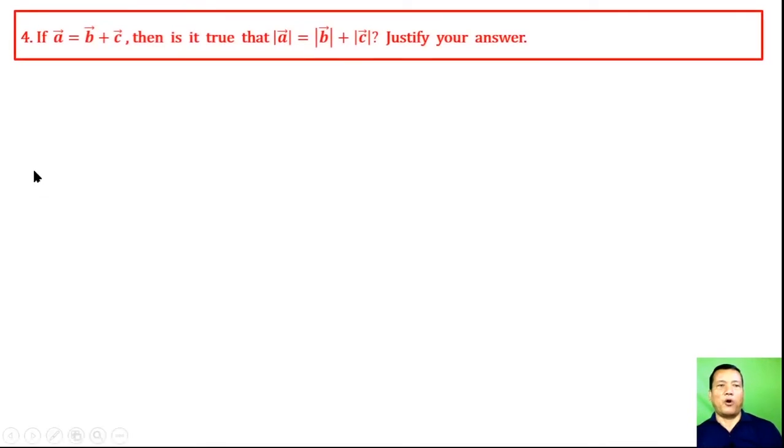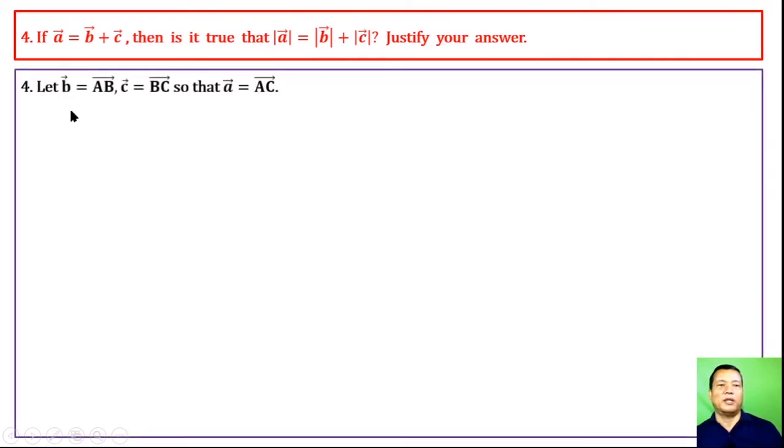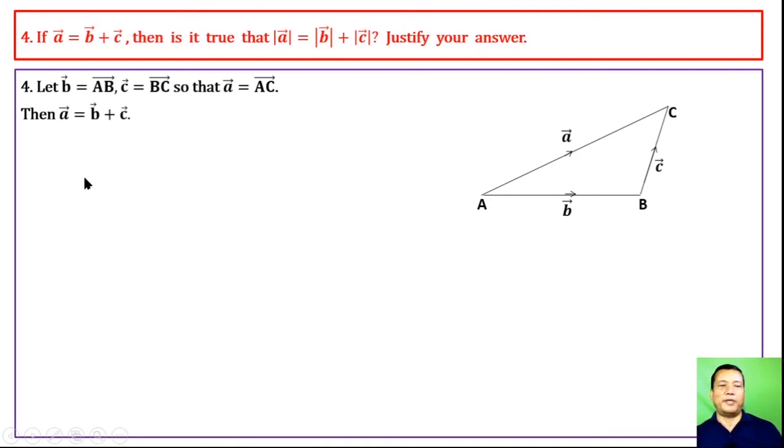For question number 4, if a vector equal to b plus c, then is it true that magnitude of a equal to magnitude of b plus magnitude of c? Justify your answer. Let b vector denotes ab, c vector denotes bc, so that a vector is ac as in this picture. Then a vector equal to b plus c na pirani. But magnitude of A is equal to AC, magnitude of B is AB, magnitude of C is BC.